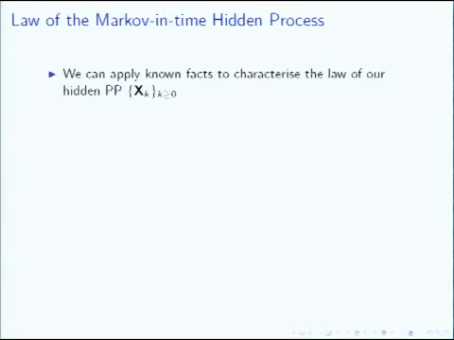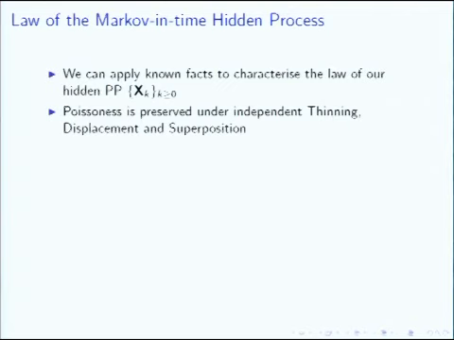Okay, so what do we know about the law of this process? What is the marginal distribution of xk? If we assume that the birth process is Poisson, that means every time you augment new points to xk, the realization of the new points follows a Poisson point process. And we know that the evolution of this process was defined through a thinning procedure, a displacement, and superposition of the new points. That's how I define the law of the Markov point process, of the Markov spatial process.